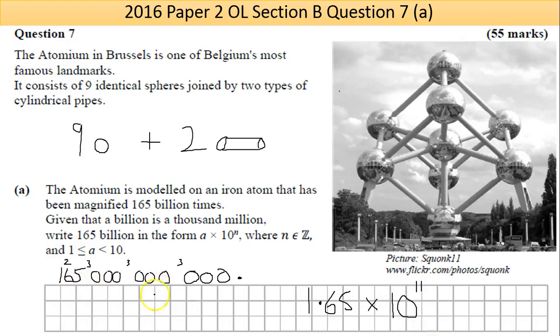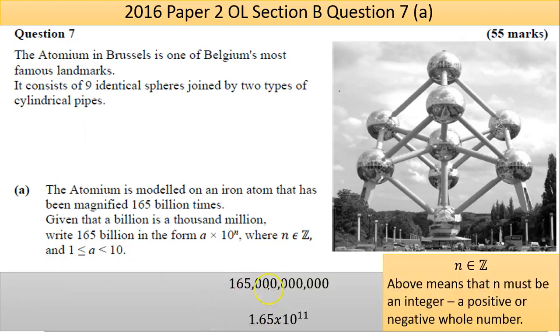Now, one thing you could have done here was put your 165 billion into the calculator, press equal, and it will straight away go to scientific notation, saving you all that work. So don't be afraid to use the calculator and test it if you can. And that's part A, so the answer is built in there.